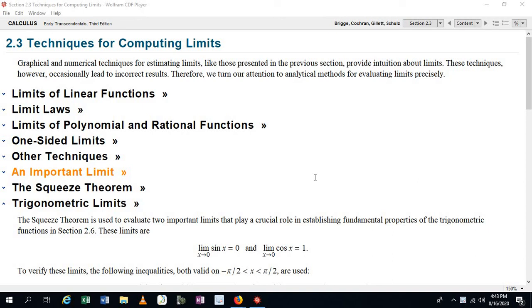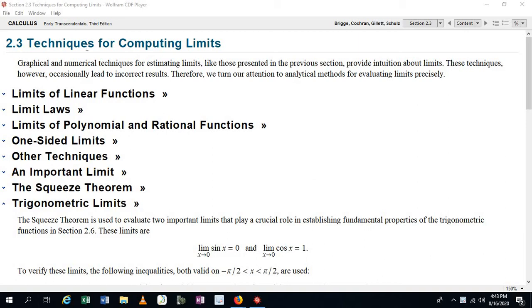Hello! In this video I'm going to go over section 2.3, which is about techniques for computing limits. Now if you remember, in the last section we looked at two different ways to find limits. We saw that we could find limits by creating a table, and we could also find limits by looking at the graph of the function. And then I mentioned that there's also another way to find limits that we're going to start using called direct substitution. And that's really what this section is about.